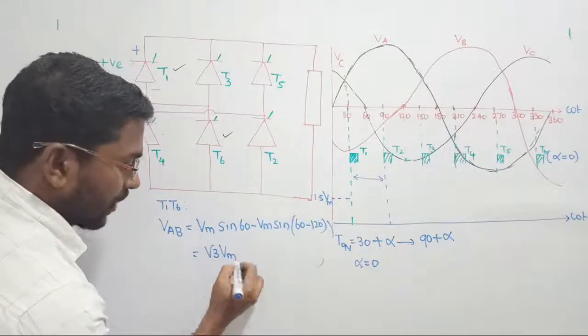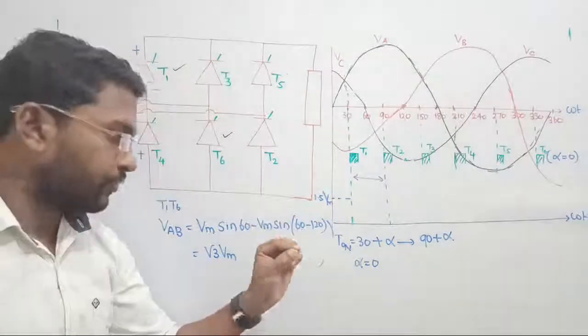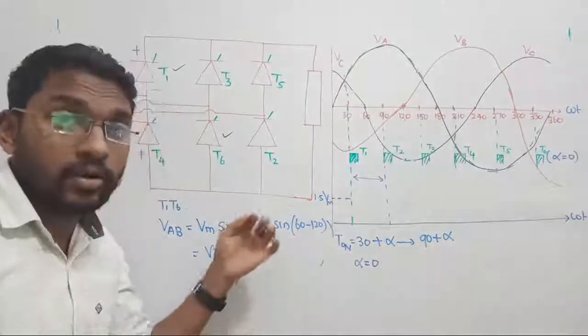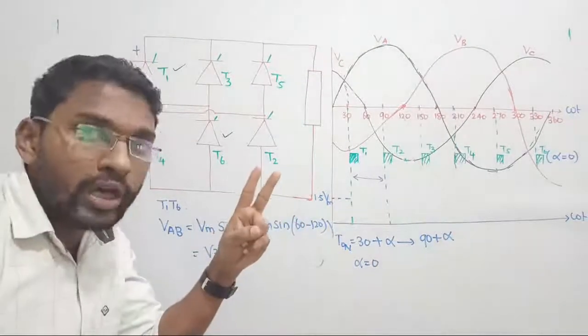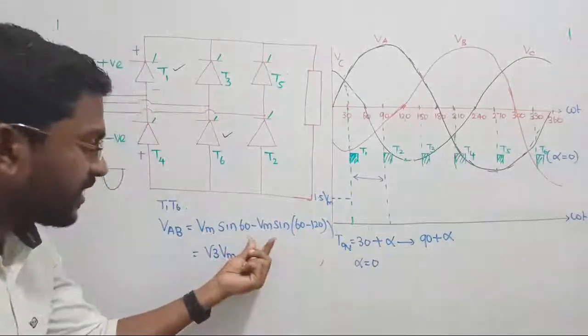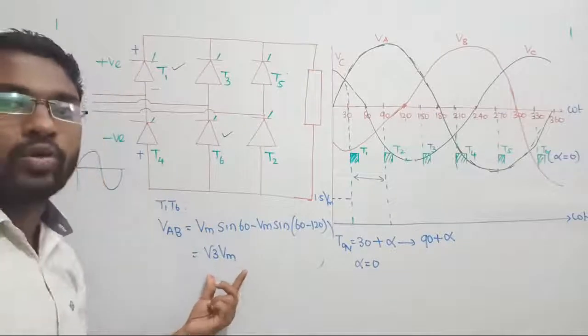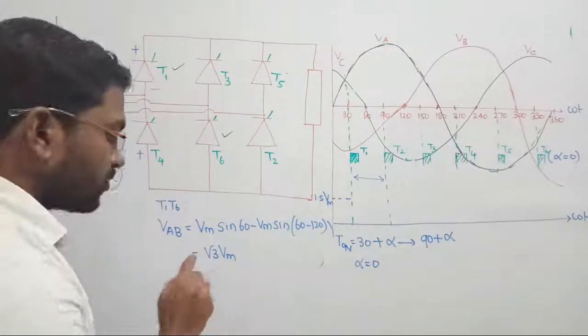I am repeating once again. Listen. 60 minus 120 will become minus 60. Sin of minus 60 will become minus sin 60. Already we have a minus, such that it will become plus. So Vm sin 60 plus Vm sin 60 will become 2 times of Vm sin 60. Value of sin 60 is root 3 by 2. I have one more 2. 2 getting cancelled, we are getting root 3 times of Vm. So the answer is going to be what? 1.732 times of maximum voltage, right?